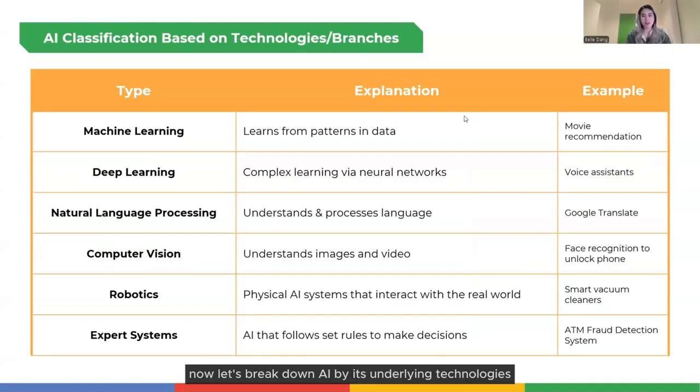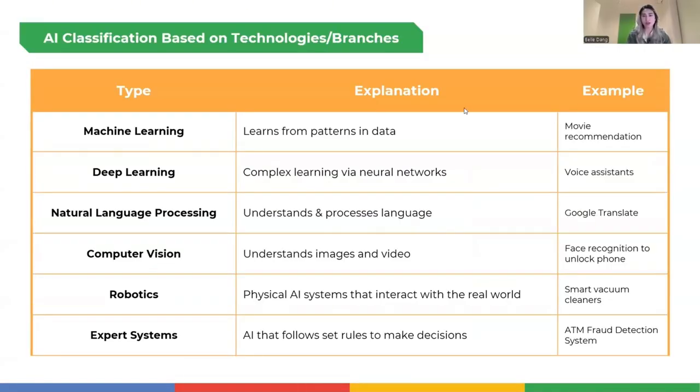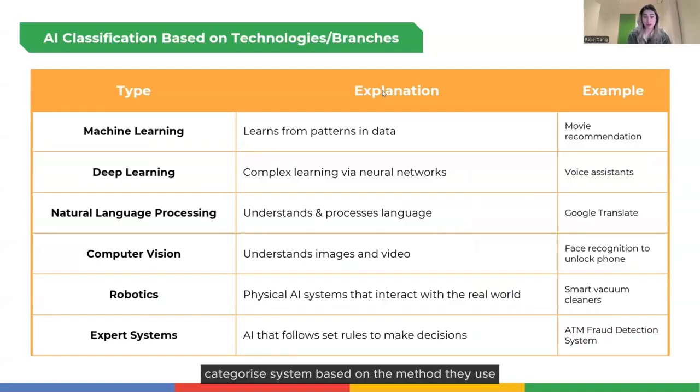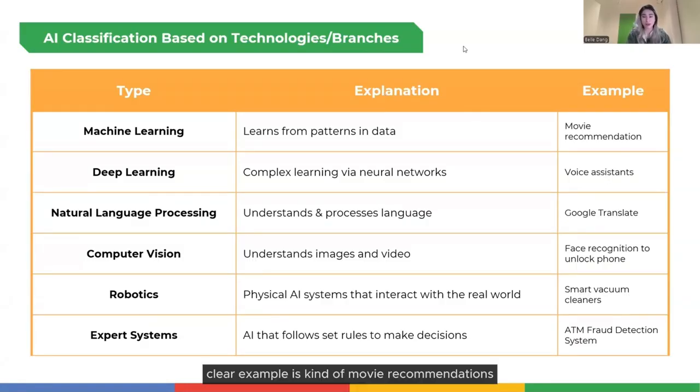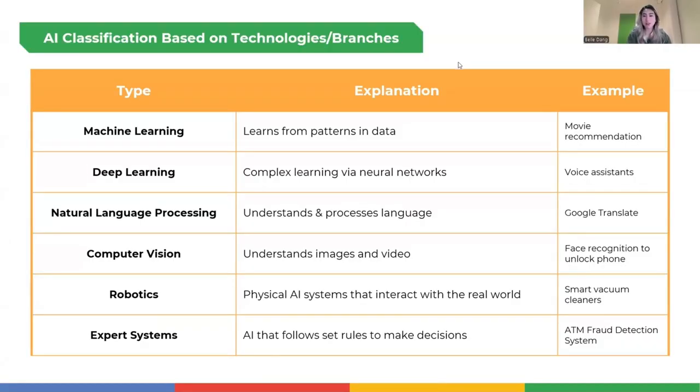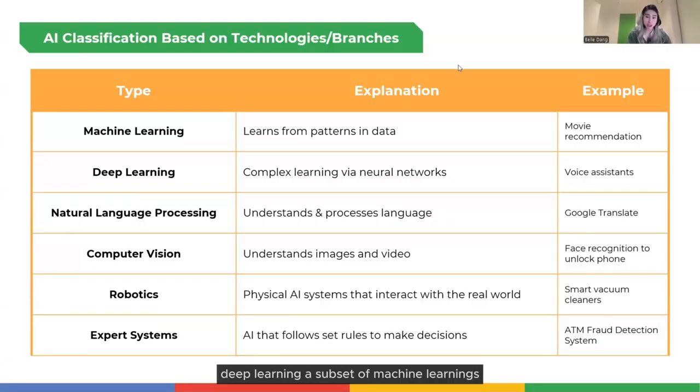Now, let's break down AI by its underlying technologies. This approach categorizes systems based on the methods they use. First, we have machine learning, which means AI that learns patterns from data. The clearest example is movie recommendations. It learns your previously watched movies and recommends similar ones. Deep learning, a subset of machine learning, uses neural networks to identify complex patterns. This you can see more in voice assistants and image recognition.